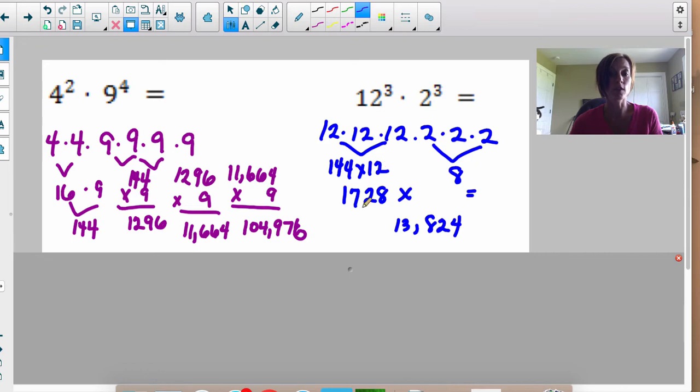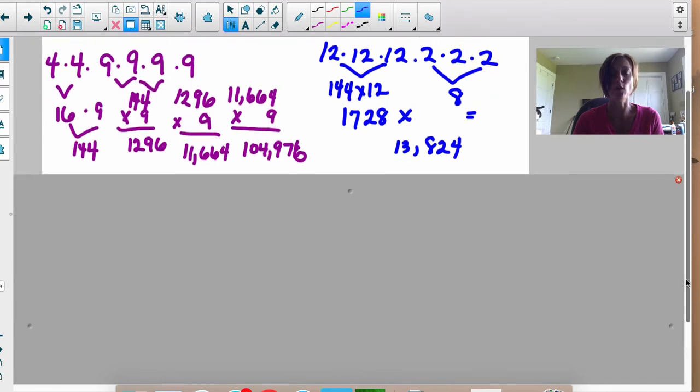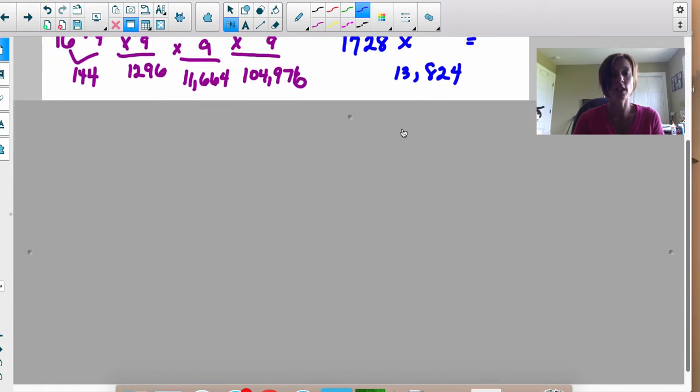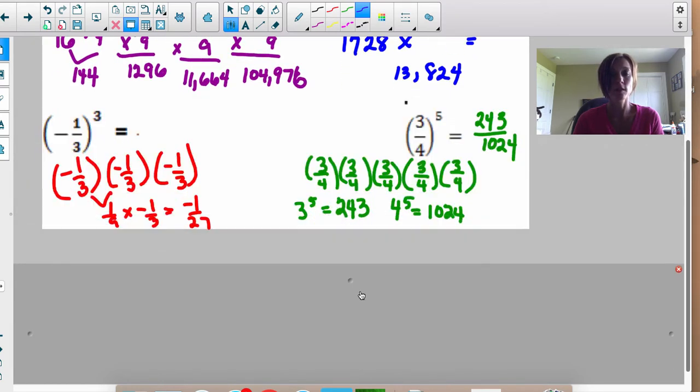It just doesn't matter which way you multiply, says the commutative property. So if you wanted to do 144 times 12 to get 1728, and then multiply that by 2, and that answer by 2, and that by 2, it would be long. Or 2 to the 3rd power is 8, and multiply 1,728 by 8. Either way, does not matter. You get 13,824.